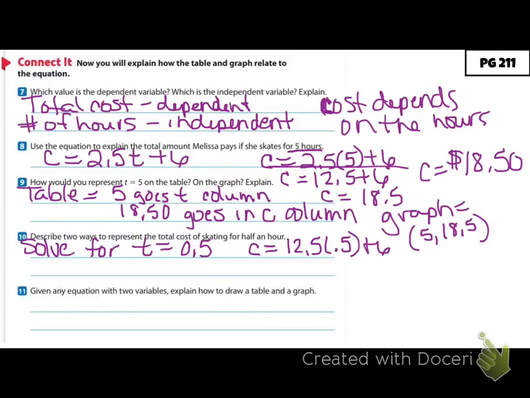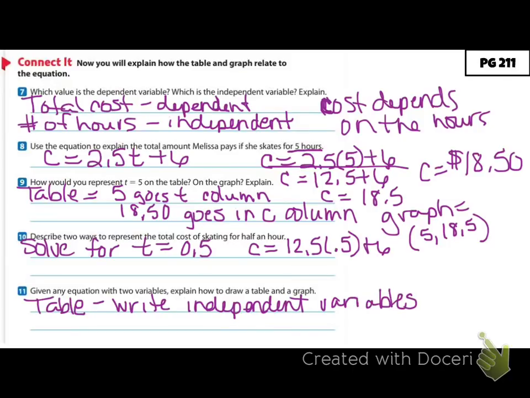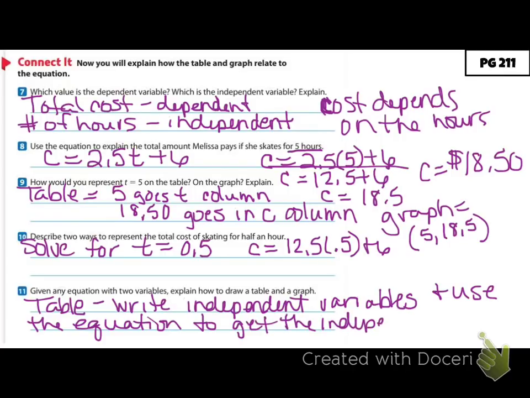Number 11, given any equation with 2 variables, explain how to draw a table and graph. Well, for the table, we write independent variables. So that would be our 1, 2, 3, 4. And then use the equation to get the dependent variable. Then create coordinates and plot them on a graph.